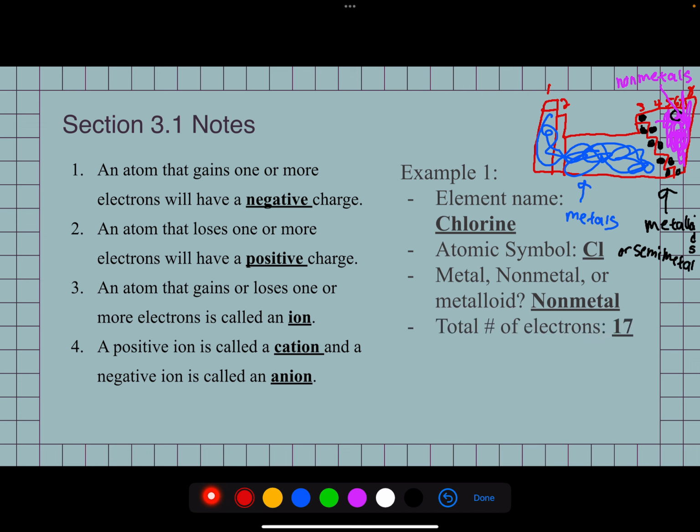So remember, the total number of electrons for chlorine is also the atomic number. All right? So it has 17 total electrons. Then the group number, the vertical column, is going to say it has 7 valence electrons. That's the group number.